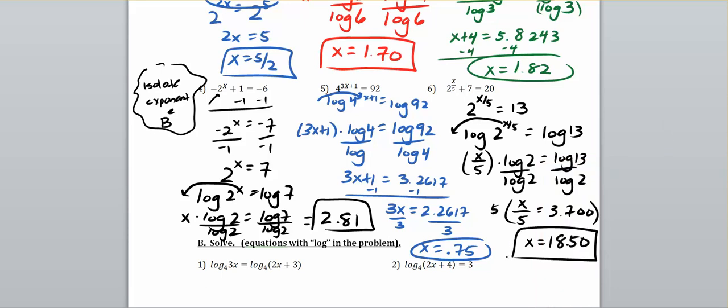So those are 6 examples of how you can solve problems when x is an exponent. Make sure that you isolate the base to the power before you take the log of both sides.